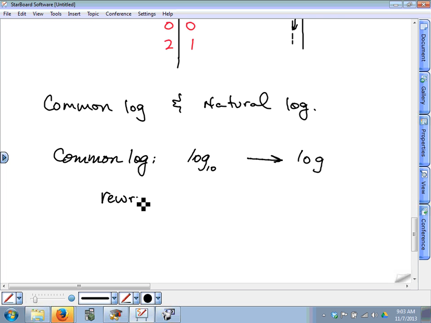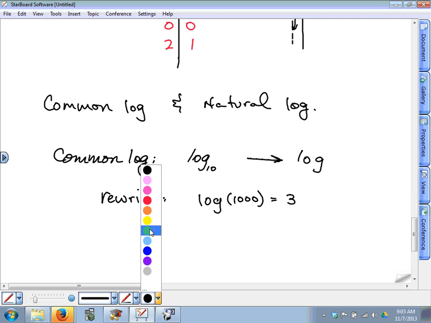Rewrite this. Quick, we're running out of time. Rewrite log of 1000 is equal to 3 into exponential form. Well, you notice there's no base in that logarithm. That's because it's a base of 10. So what would this look like in exponential form? 10 to the third equals 1000. That's how you might see this used.